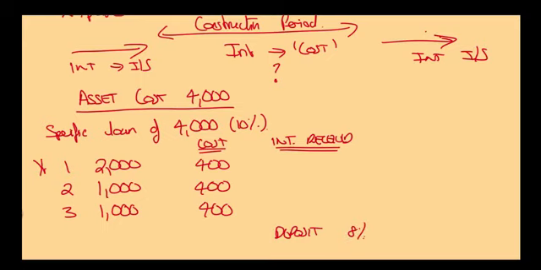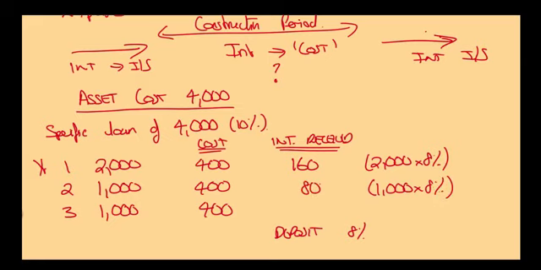So how much interest will I receive in year one? Well, I spent 2,000 in year one, which means I've got 2,000 left over, which I will put on deposit at 8%. 8% of 2,000 is 160. In year two, I will have spent 3,000, which means I've only got 1,000 left. 1,000 at 8% is 80, and in year three, I've spent it all, so I've got nothing to put on deposit.